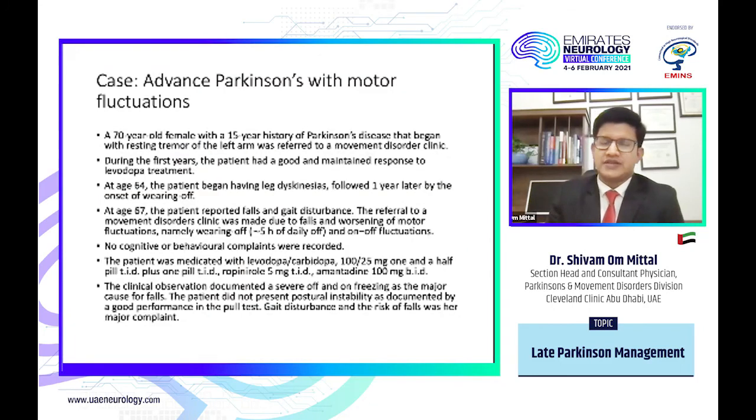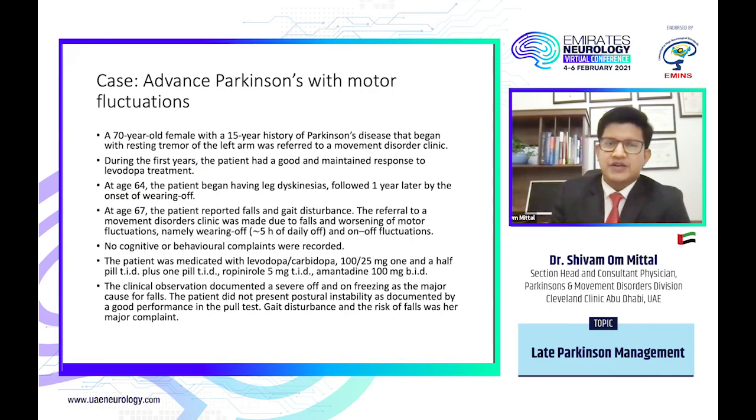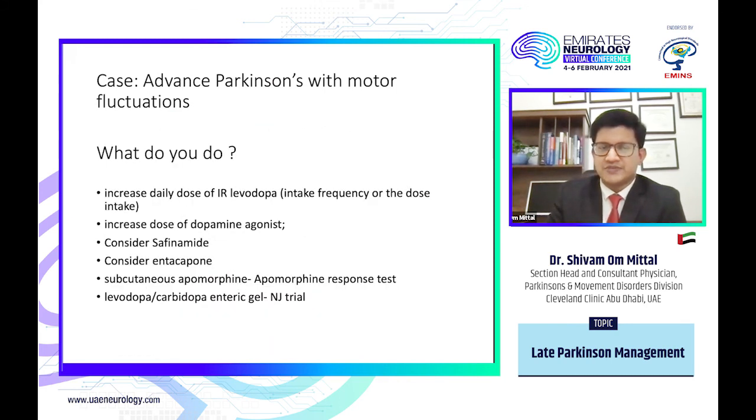So we'll discuss another case where we have advanced Parkinson's with motor fluctuations, a 70-year-old man with a 15-year history of Parkinson's, referred for tremor in his hands. He had a lot of dyskinesias and wearing off, and he had severe off and on freezing as a major cause for falls, and the falls were a major concern for this patient.